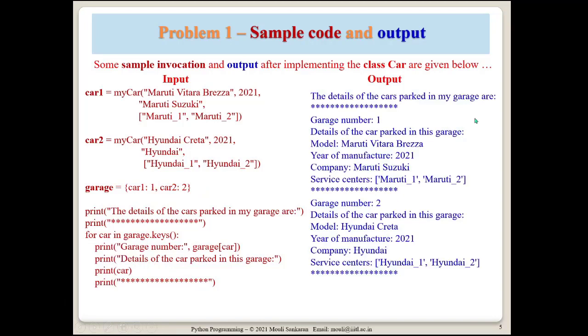So output will be like this: garage number 1, the details of the car in this garage are, I print the details. So I want your str function to print it like this, okay, all the values. You maintain this model, year, and company. Of course, service center also I want you to print it. str should print this also. You know that this is maintained like a list, okay. From this you can make out service centers are maintained as a list.